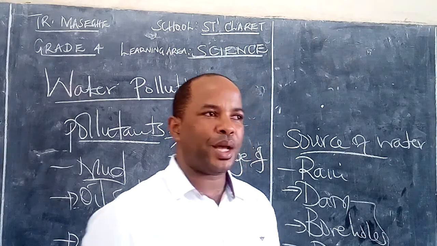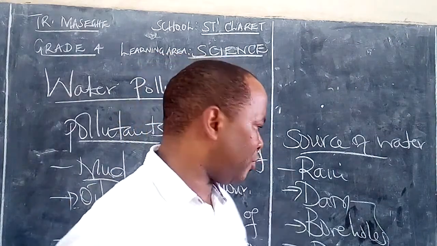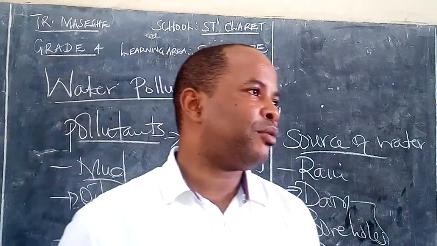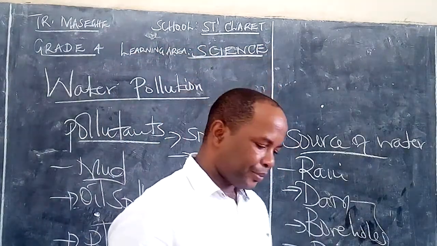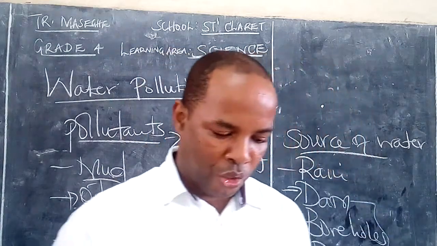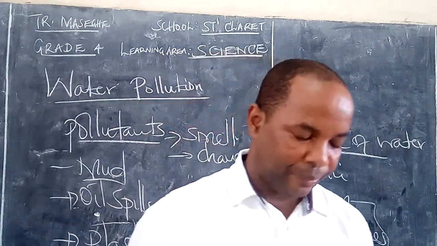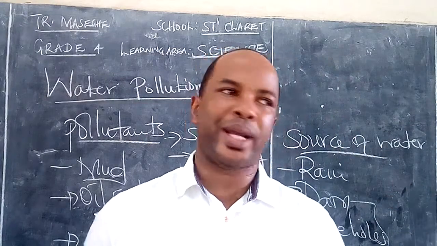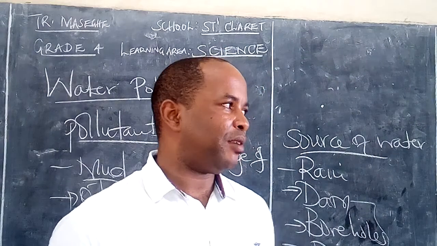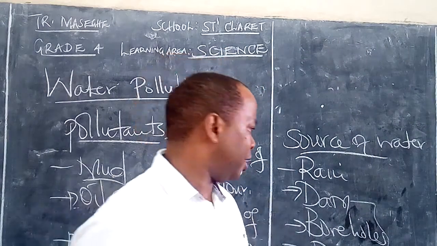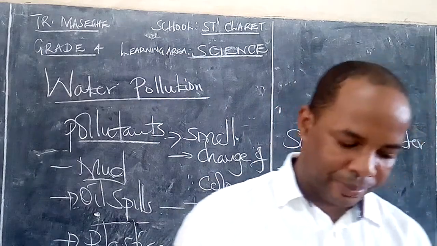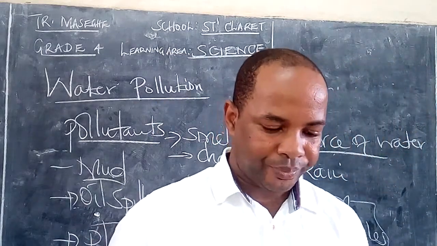So you find that sometimes animals kill human beings because of what? Because of the water. That is one. So human beings end up having no good water supply. If we mismanage our environment, we cut trees anyhow, then we shall have a very big problem. We shall not be able to get enough water for all of us.